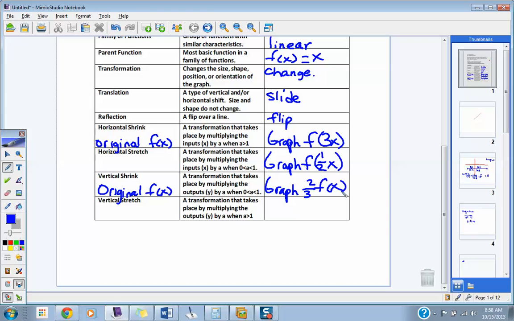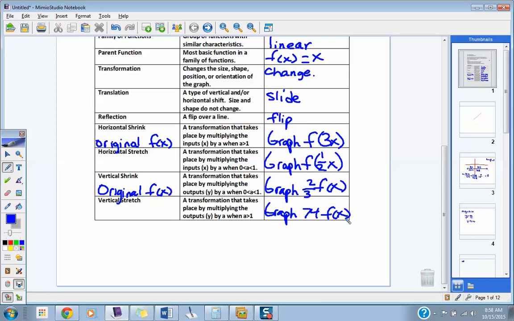Okay? And then finally a vertical stretch. The same exact thing, but instead of a being between 0 and 1, it says a has to be greater than what? 74. You want to use 74? So you might say graph 74 times the original function.